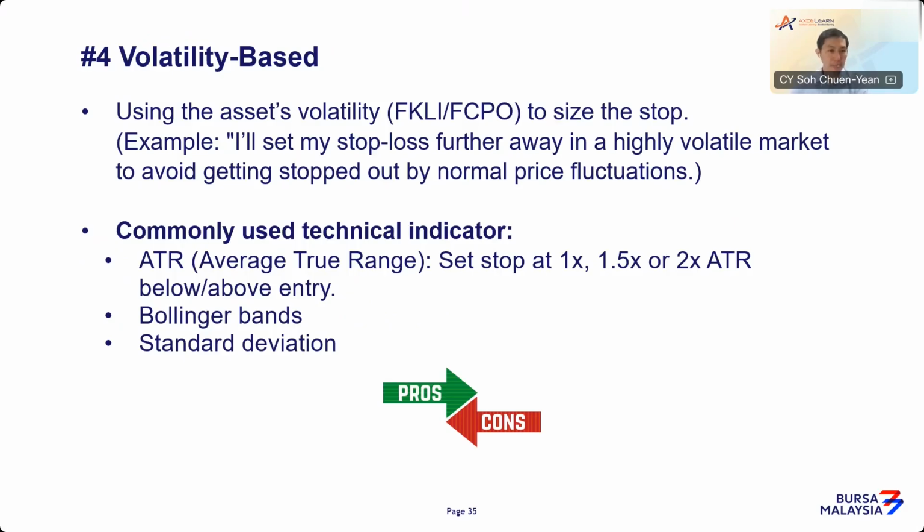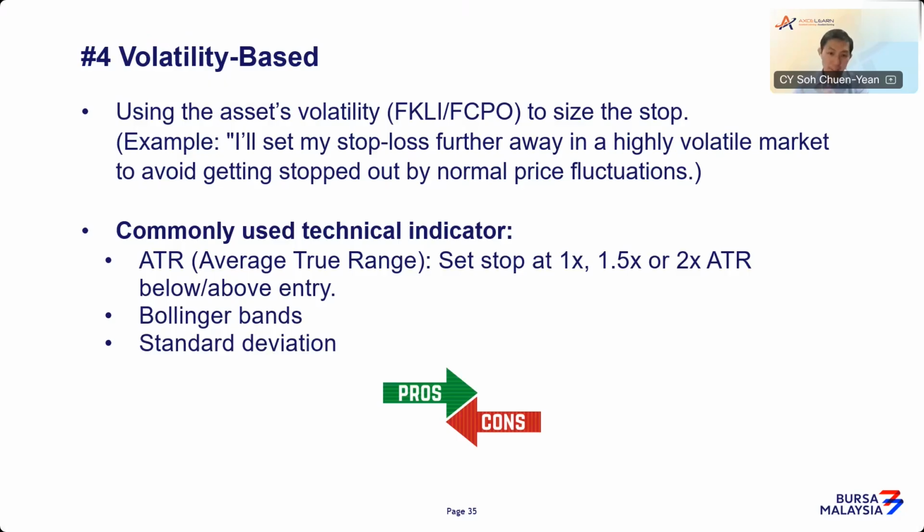Now, the fourth method is volatility base. This is based on the volatility of the product that you trade. If you trade FKLI, it is based on the volatility of FKLI. If you trade FCPO, you base it on the volatility of FCPO.